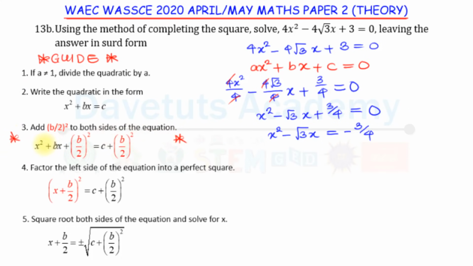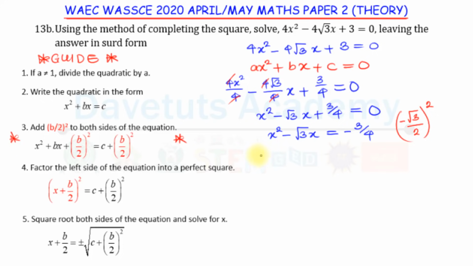Now this is the key factor we need to really consider when working with the completing the square method. What we are asked to do is to add the square of half of the coefficient of x to both sides of the equation. For us, that coefficient is minus root 3. So we add minus root 3 over 2, all raised to power 2, to both sides of the equation. This is the most critical step, where students generally make mistakes, so we should take note of it.